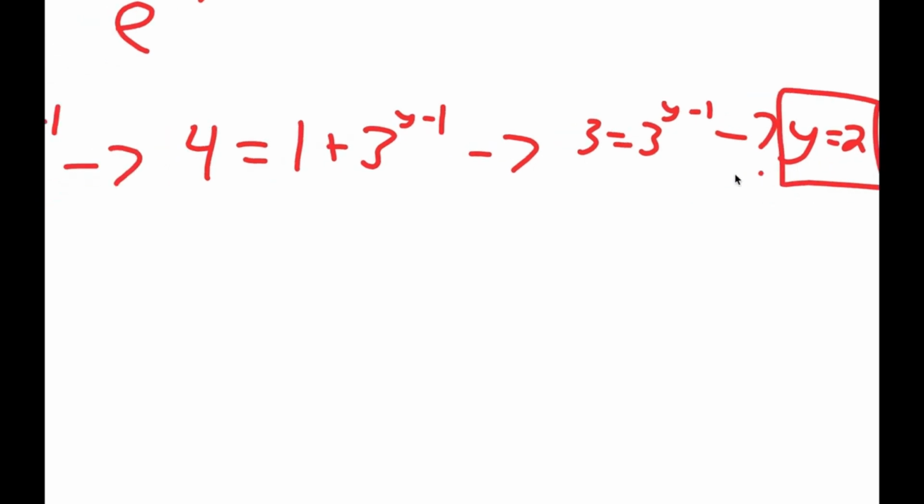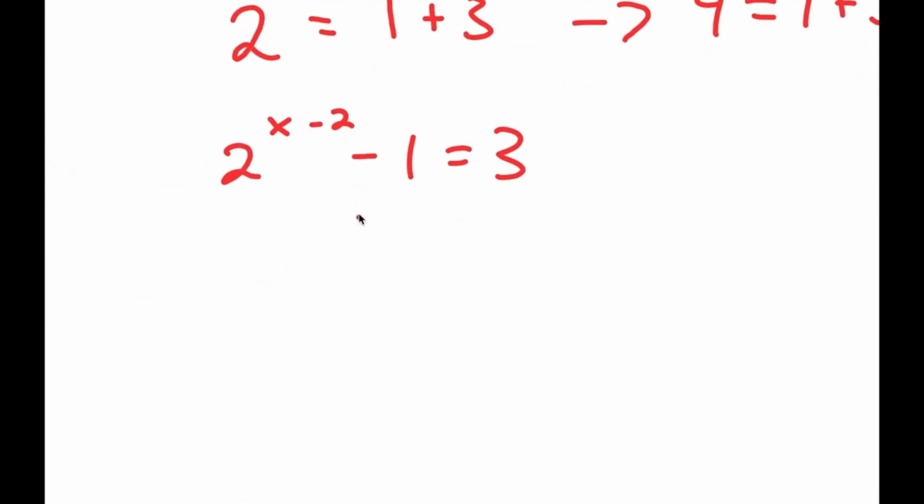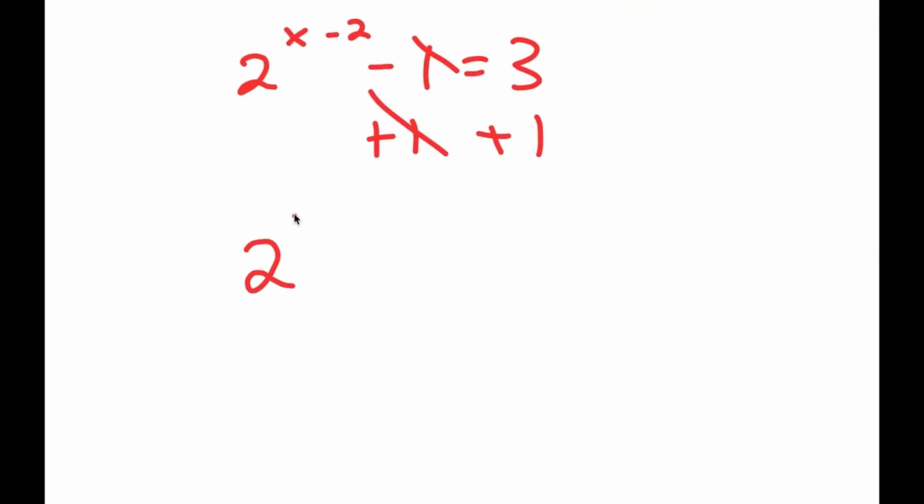So the value of y is 2. Now for 2 to the power of x minus 2 minus 1 equals 3, I'm going to first start by adding 1 on both sides. So I get 2 to the power of x minus 2 is equal to 4.